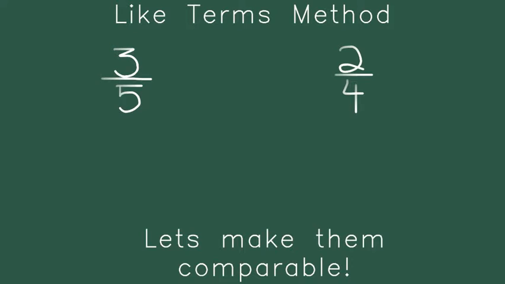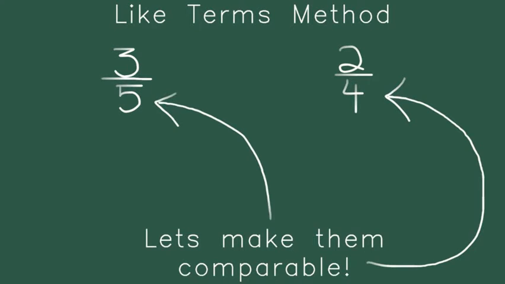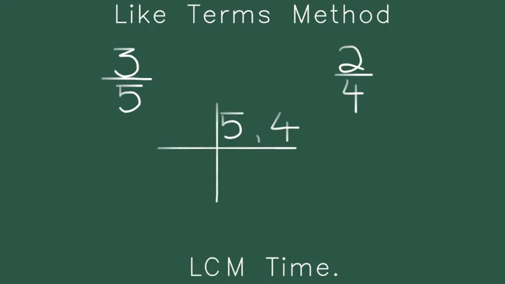So let's try to make them comparable, 3 by 5 and 2 by 4, and remember the answer is going to be 3 by 5 because we just found that out. So you have something to check against. Now the first thing we're going to do is find the LCM of 5 and 4.